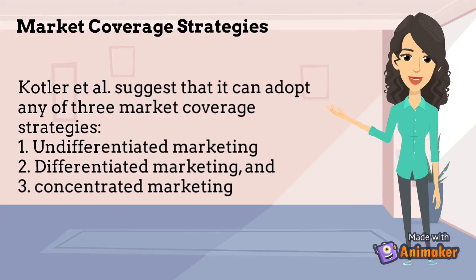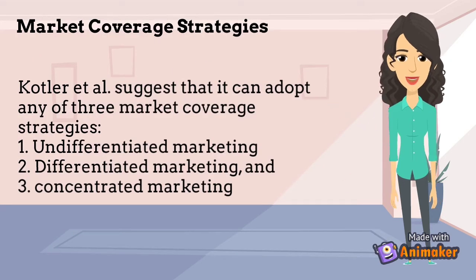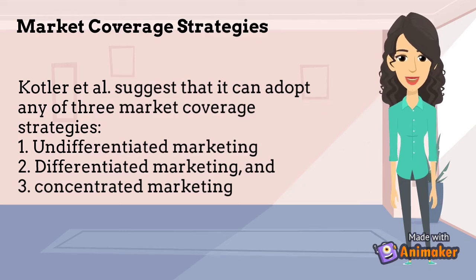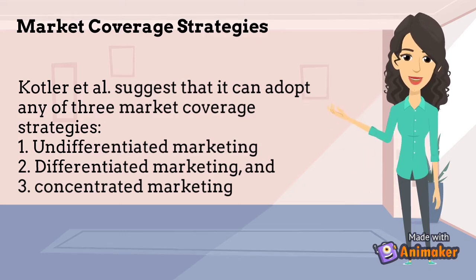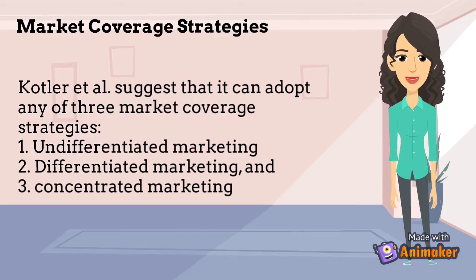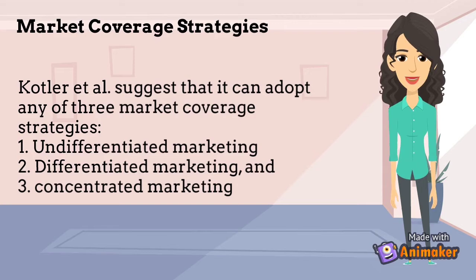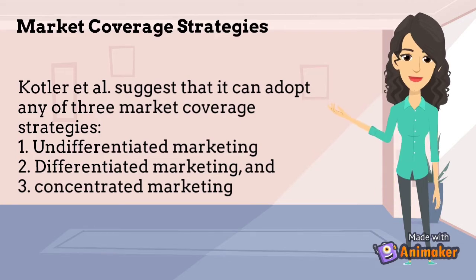Undifferentiated marketing is also called mass marketing. This is the strategy that entails creating one message for the entire audience, and it helps the business reach more people at a lower cost and improves brand recognition. Differentiated marketing approaches the market by targeting several markets using a separate offer per segment.